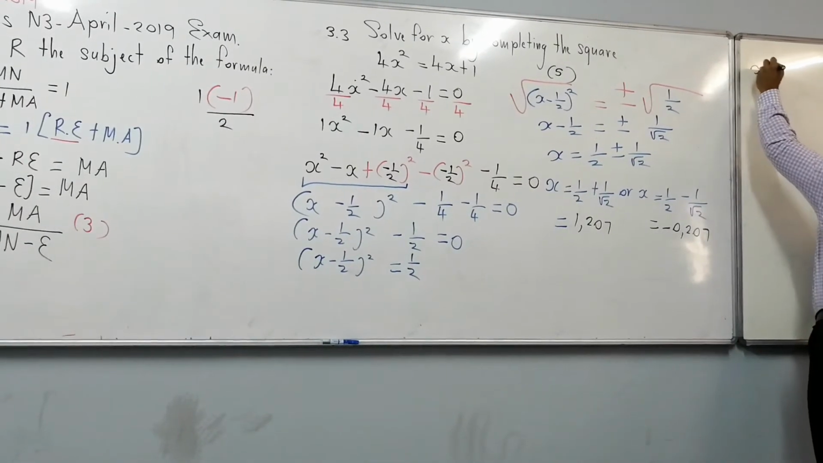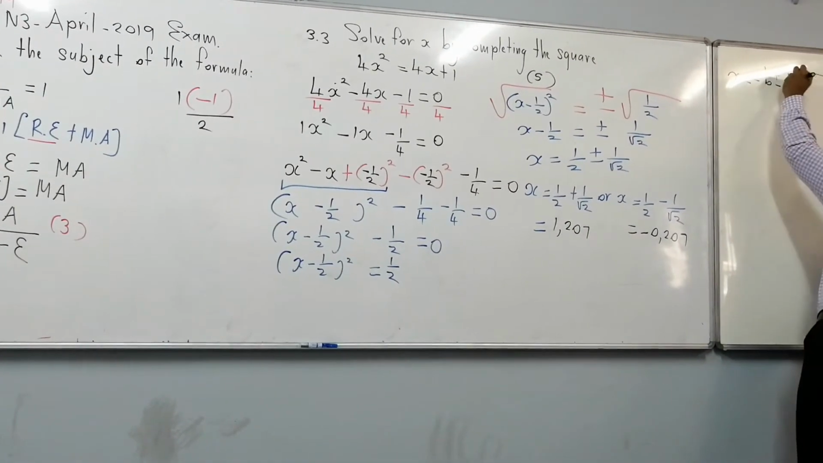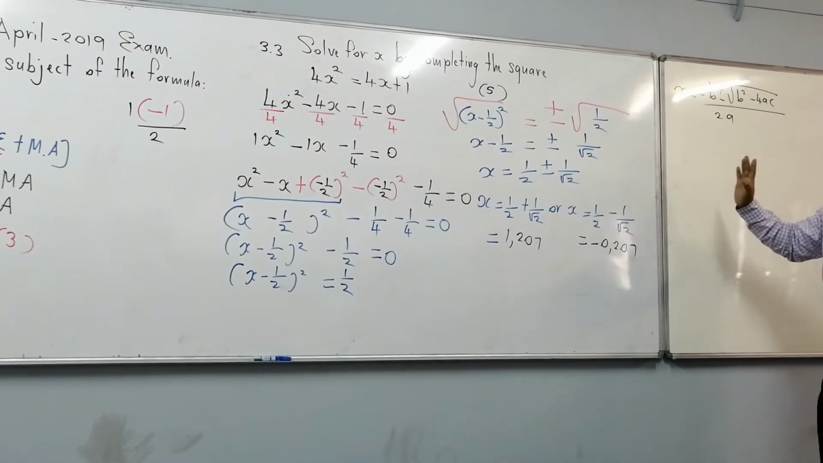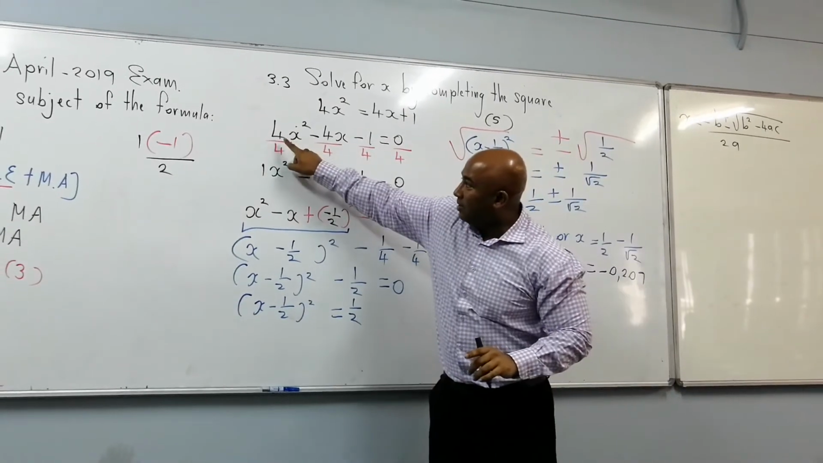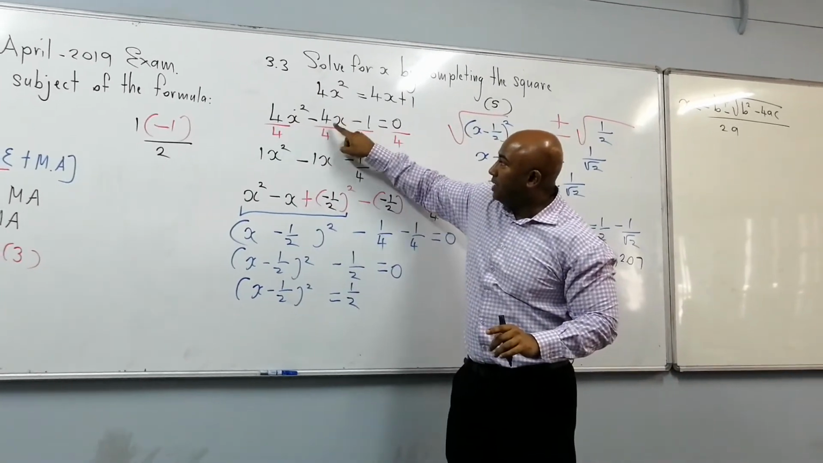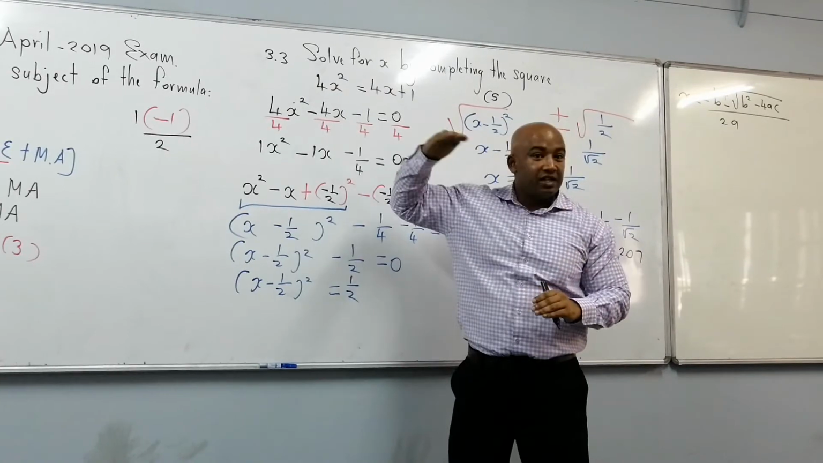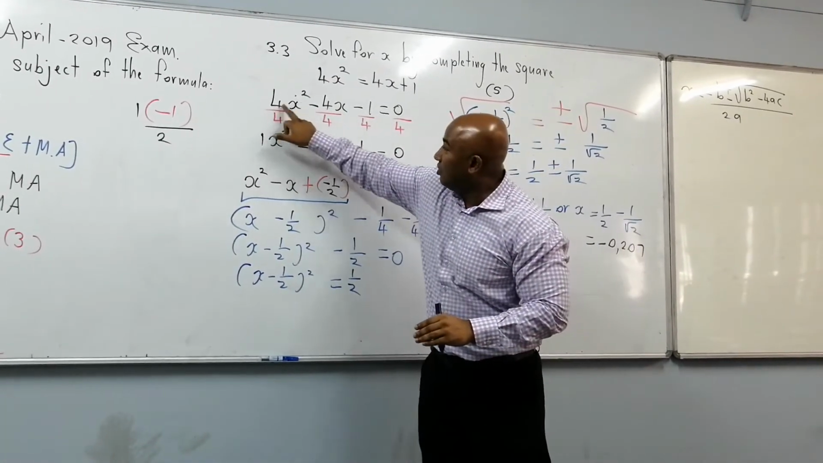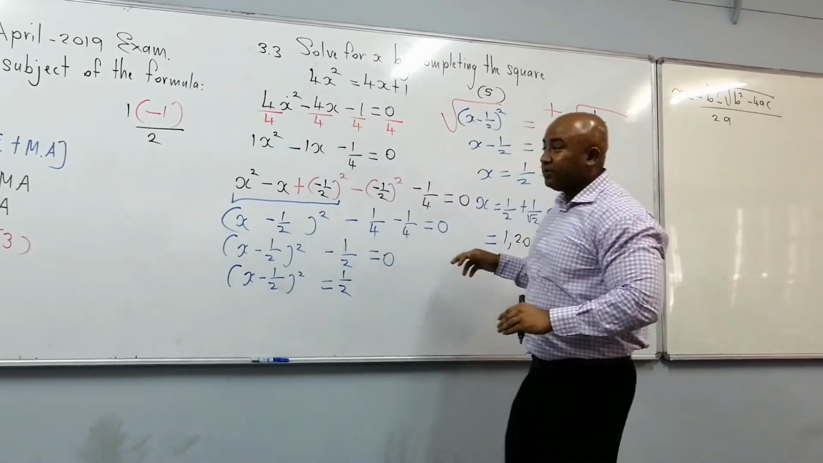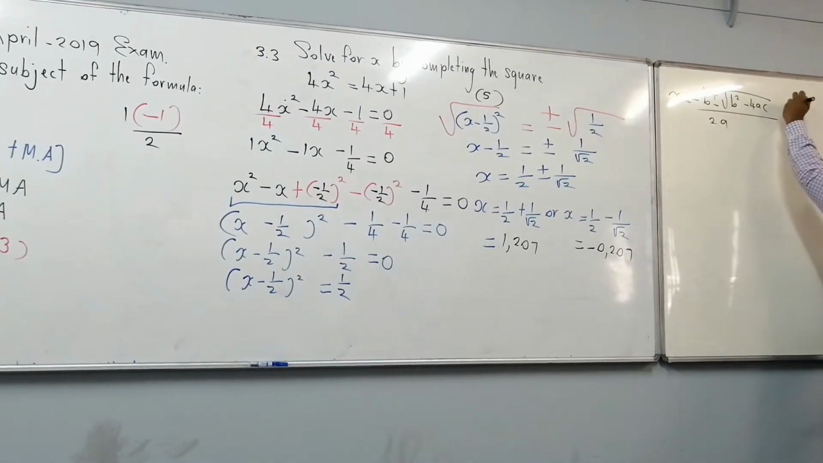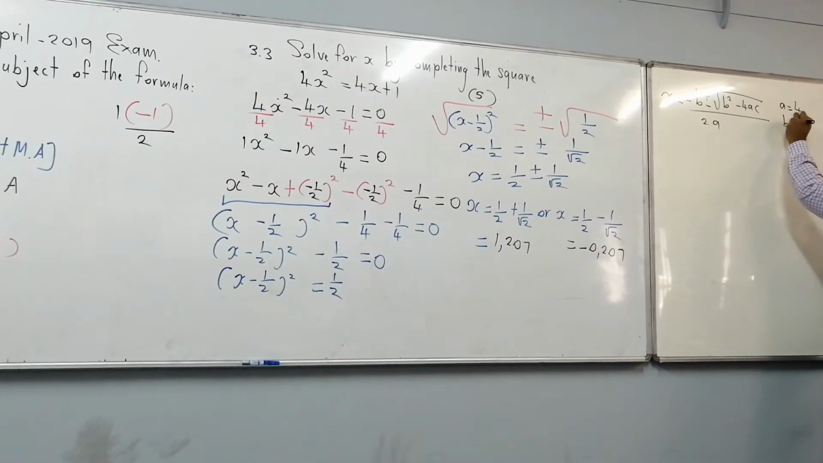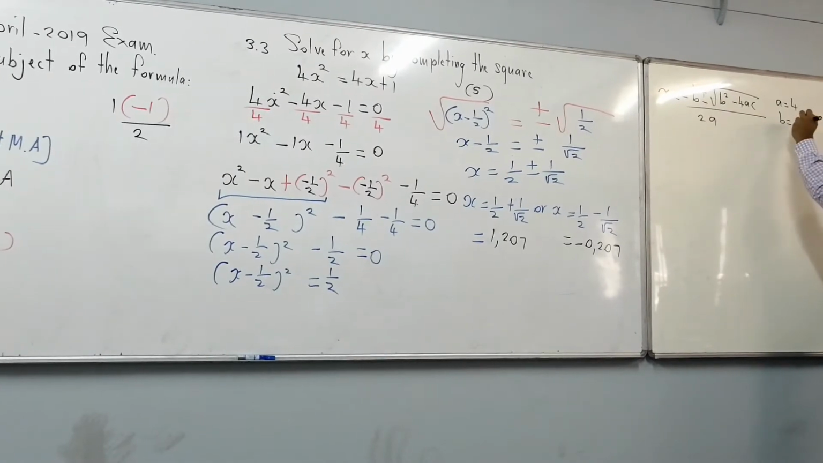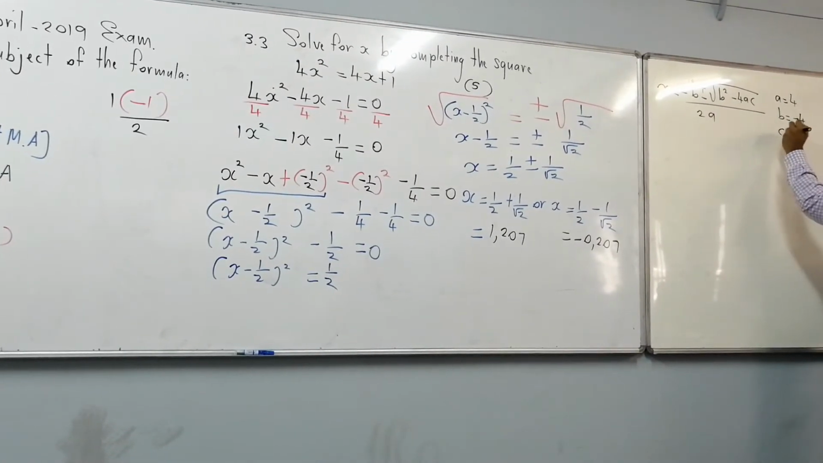So x is equal to minus b plus or minus the square root of b squared minus 4ac all over 2a. So if I'm using the quadratic formula, then my a is 4, my b is minus, I'm looking at the original equation now, not the one that I divided, you understand that? So my a is 4, b is minus 4, c is minus 1. So let's just write that down. My a is 4, b is minus 4 and c is minus 1.